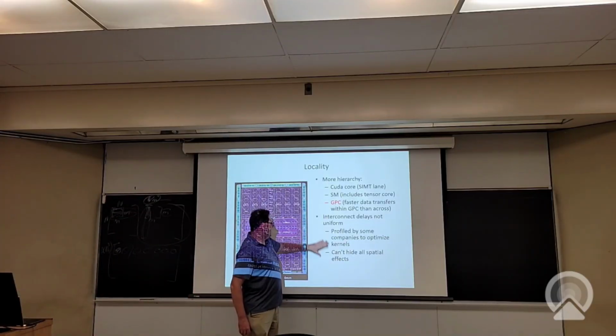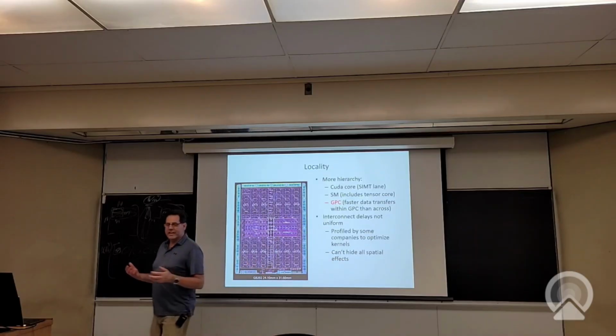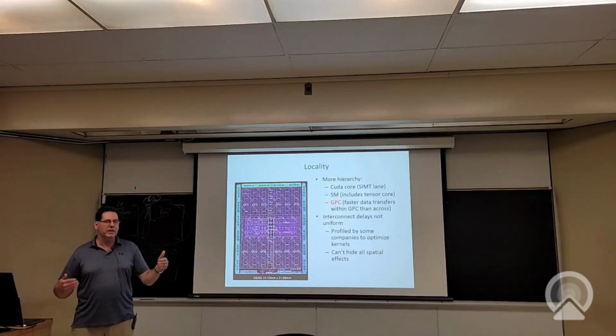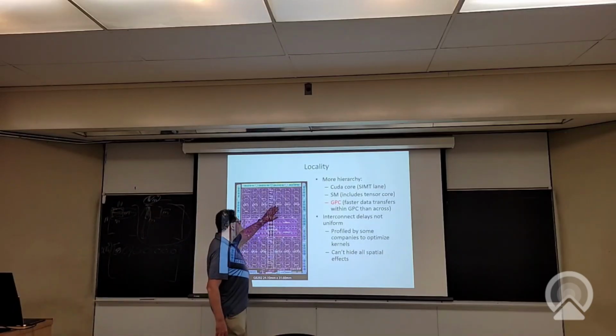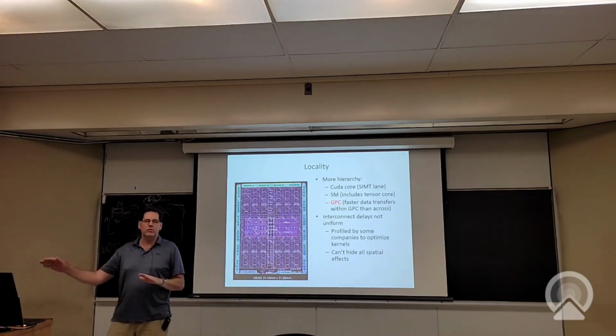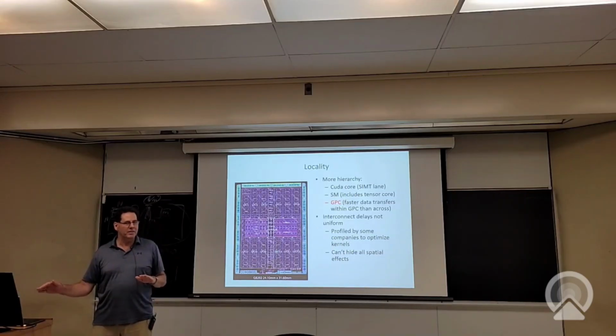so you can't hide spatial effects. Like you can't hide physics. So what NVIDIA is doing is they're kind of adding more hierarchy to give you some of the spatial effects. Their delays even within, so I don't know about this GPU, but I know in their previous generation GPUs, their delays between streaming multiprocessors were not uniform because some of them are physically closer to each other.